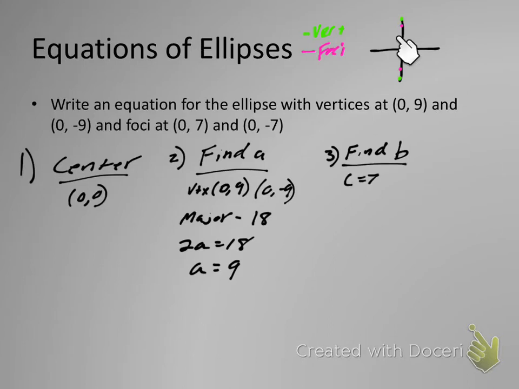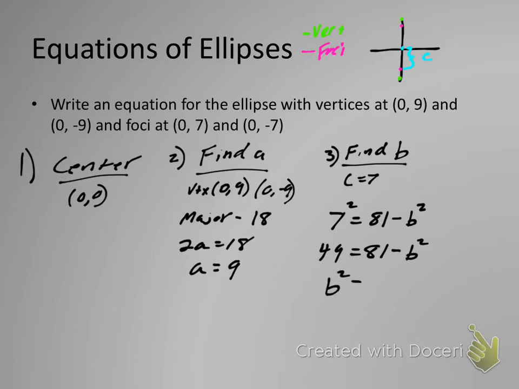C is 7 because, like I said, the new part you got to remember for this is that the distance from your center to your foci is C. Okay? So now you put it into your C squared equals A squared minus B squared. So C squared equals A squared minus B squared. So you get 49 equals 81 minus B squared.